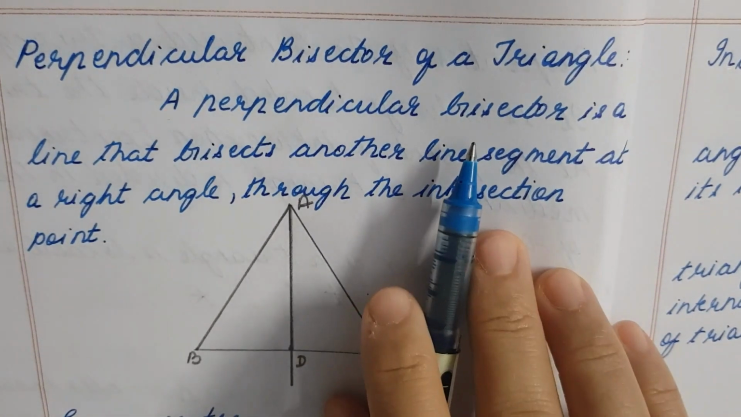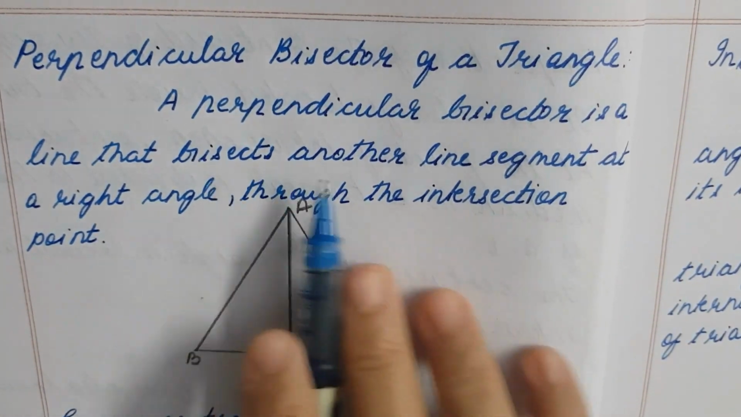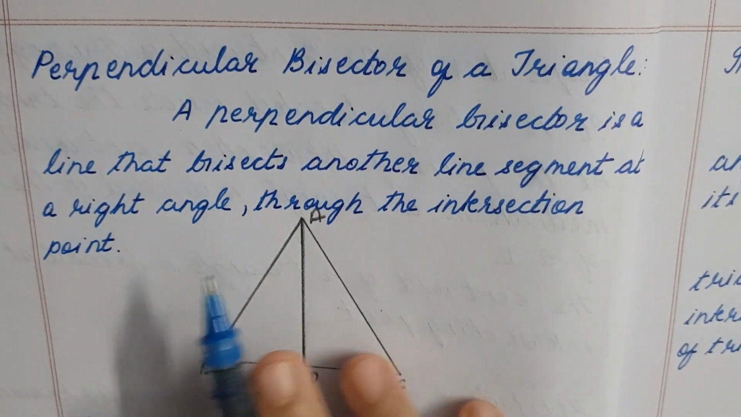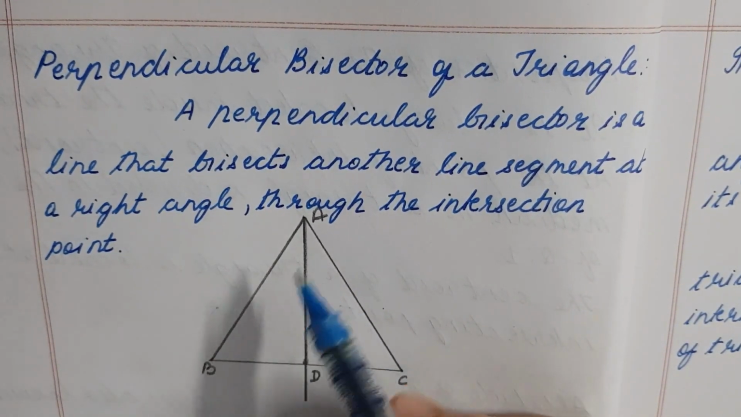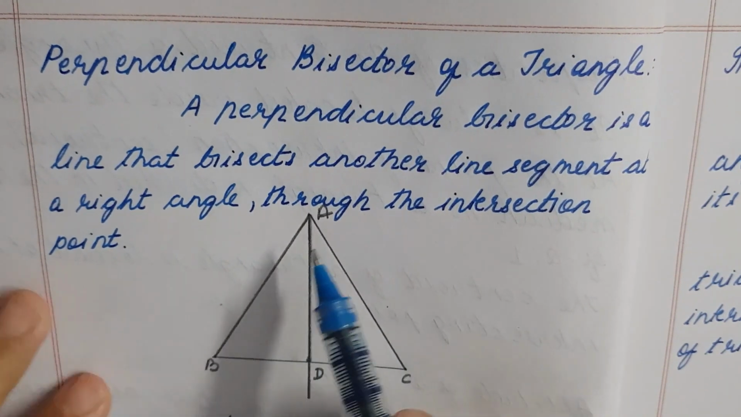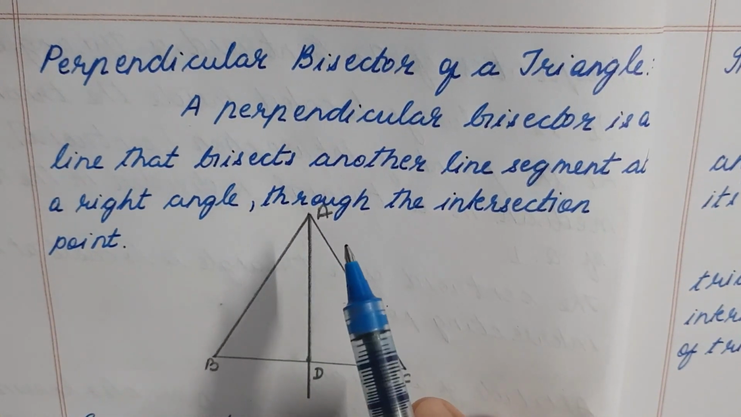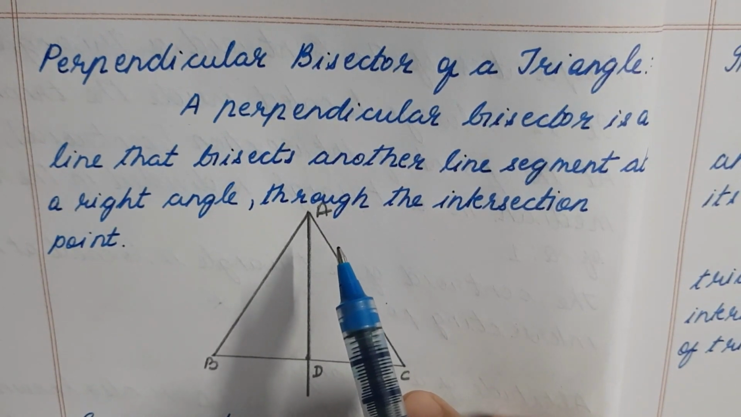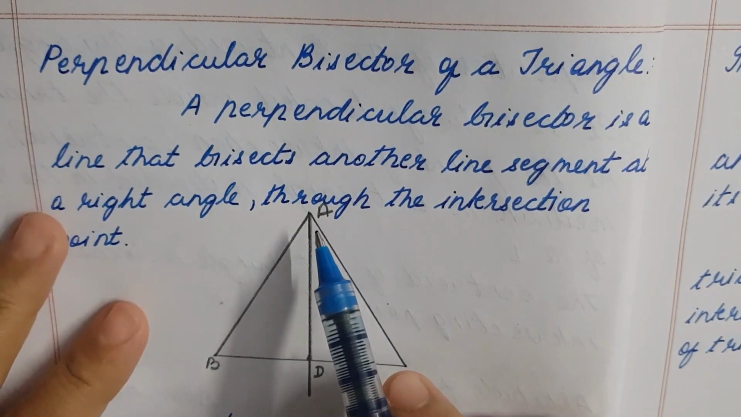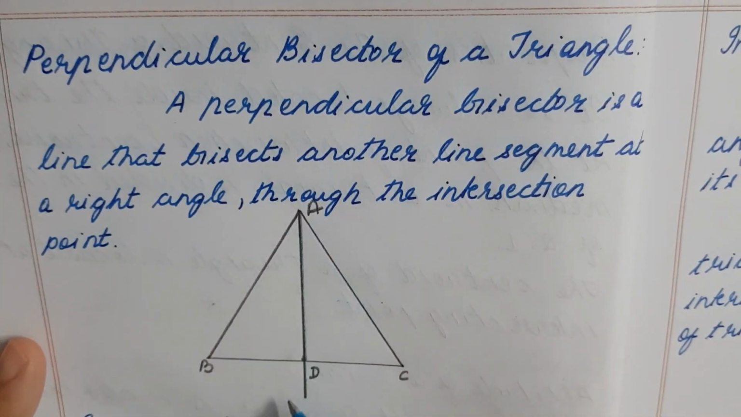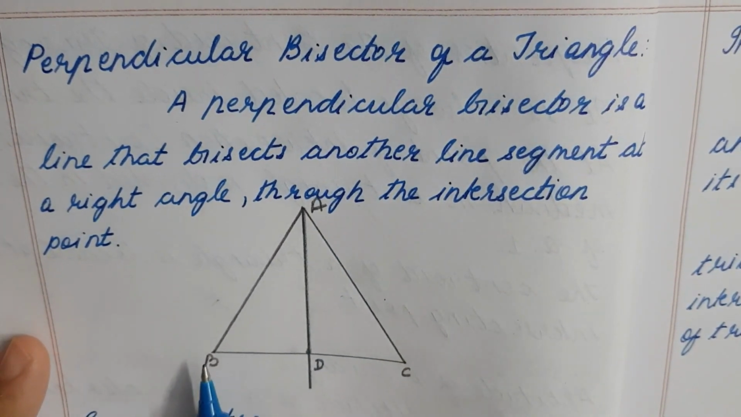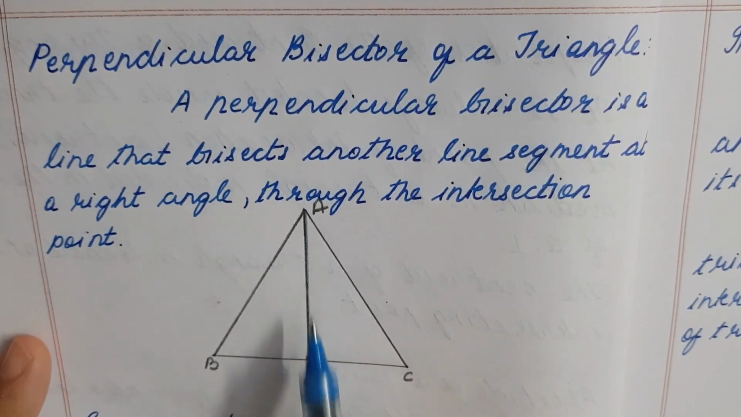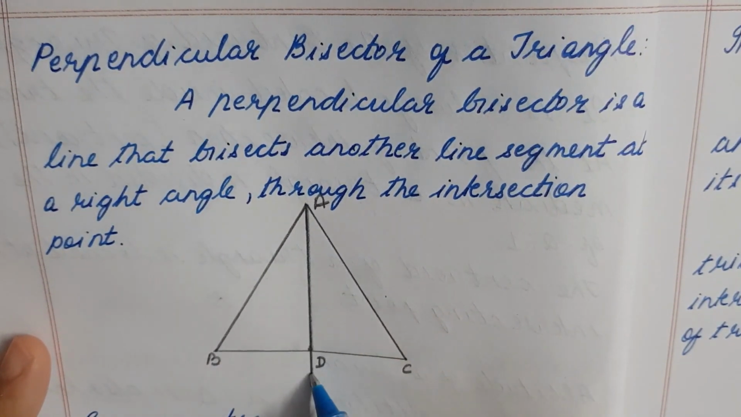A perpendicular bisector is a line that bisects another line segment at a right angle through the intersection point. So look here, this is a triangle. We saw the height or altitude of a triangle, right? In the same way, this is also the perpendicular bisector of a triangle. There, how was it? AD is the perpendicular line that bisects BC, the base. That is the same thing they are saying, through the intersection. So, intersection. Look here, does this intersect?